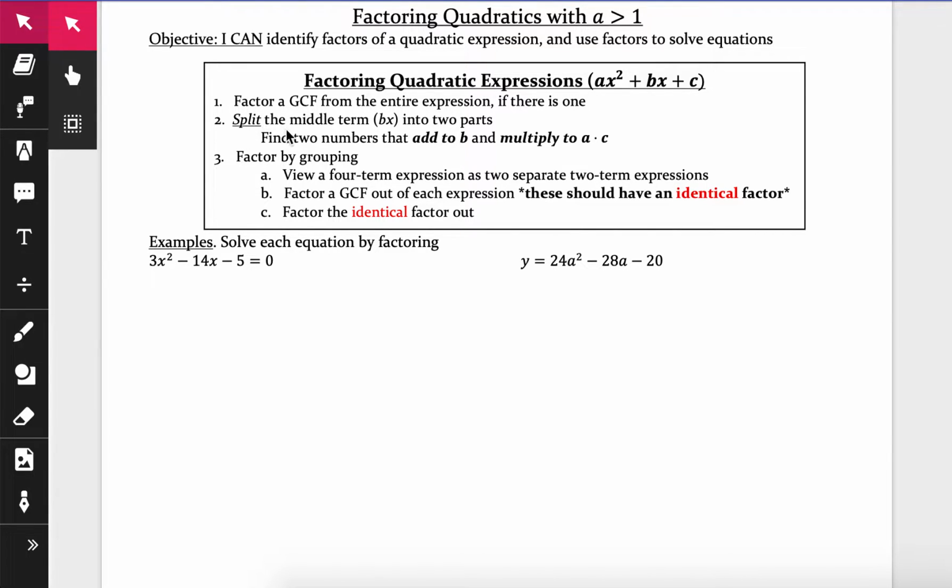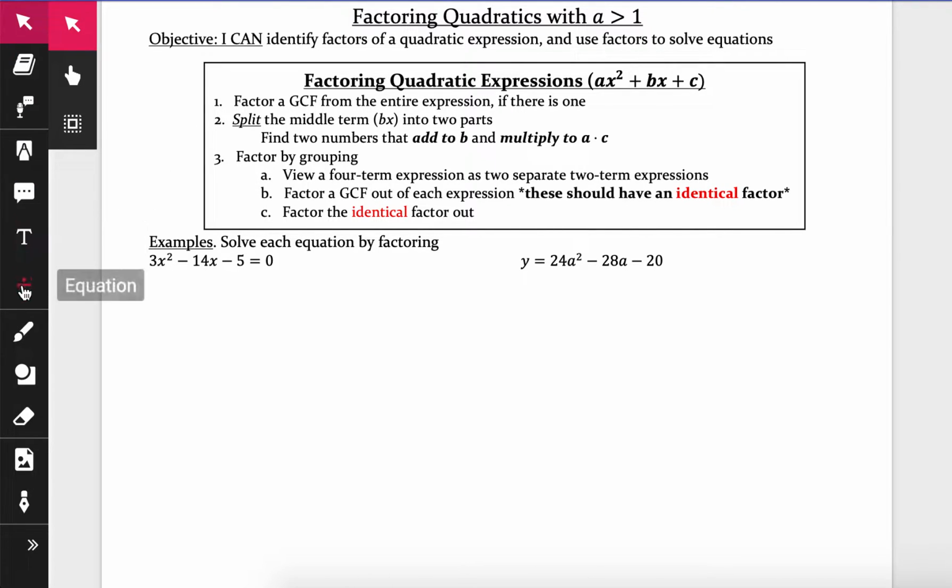We want to factor out the GCF if there is one, and we'll really just divide that out instead of factoring since we are solving equations. We're going to split the middle term into two parts, which means we want to split up b into two things that add to b. But we don't only want two things that add to b, we want those numbers to also multiply to ac. Then we're going to factor by grouping. So we'll look at two separate two-term expressions, factor each part, and then factor the identical piece out of those.